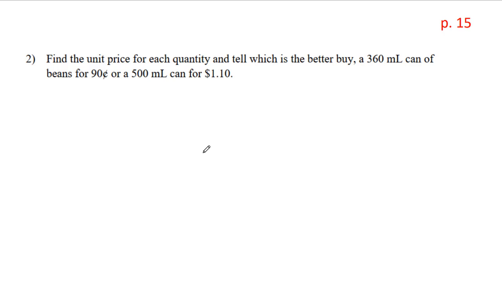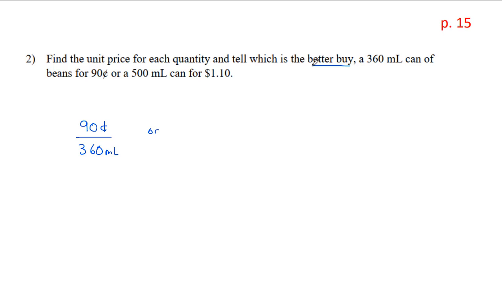For number 2, we're finding the unit prices and then we're comparing to see the better buy. 360 ml can of beans for 90 cents. 90 cents over 360 ml. Remember, money goes up top. Or 500 ml can for $1.10.